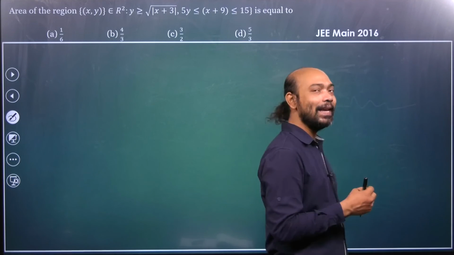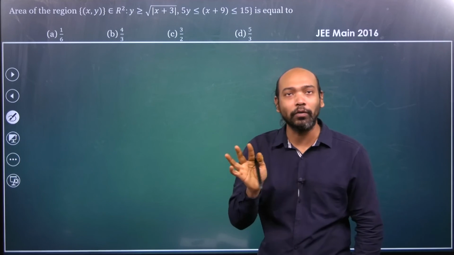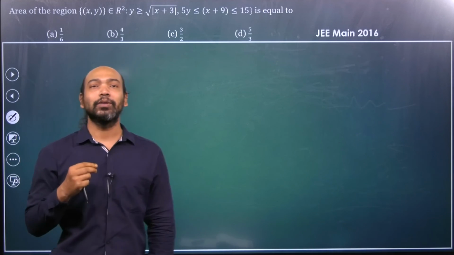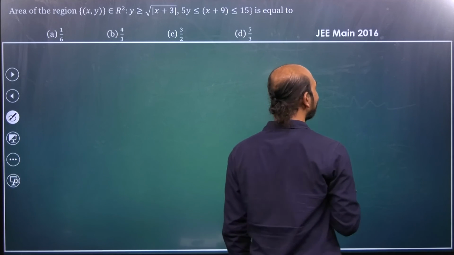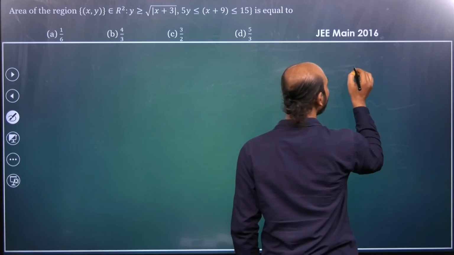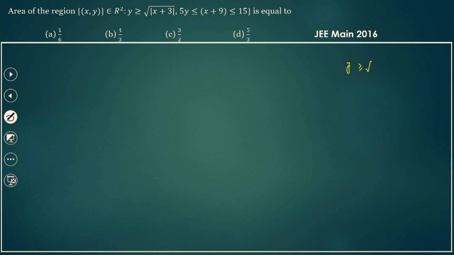Now, the area is bounded by one curve, that is y greater than or equal to the mod of the square root of x plus 3. That's very interesting. Let's go ahead and try to observe that curve. Here it says y is greater than or equal to the square root of x plus 3, and then we have a mod. So that implies y square is greater than or equal to x plus 3, with the mod.